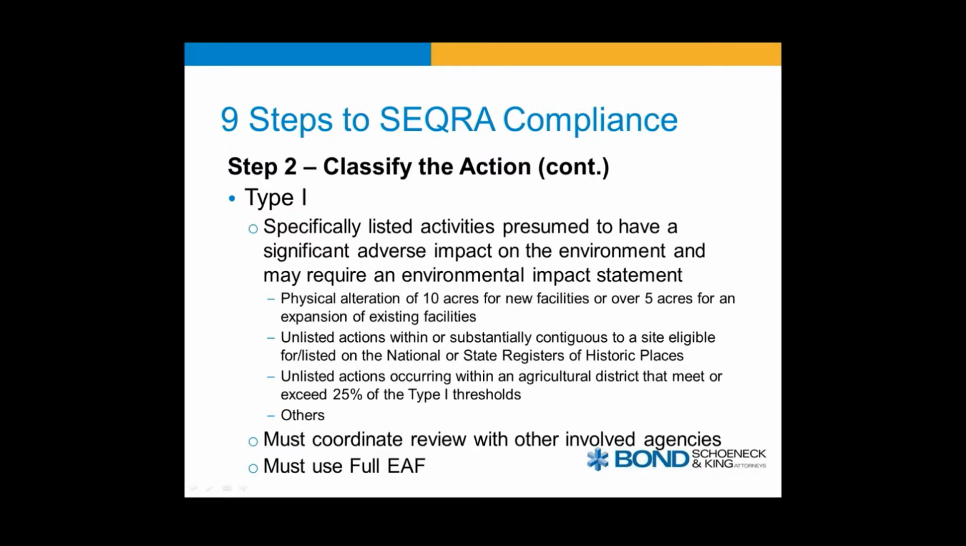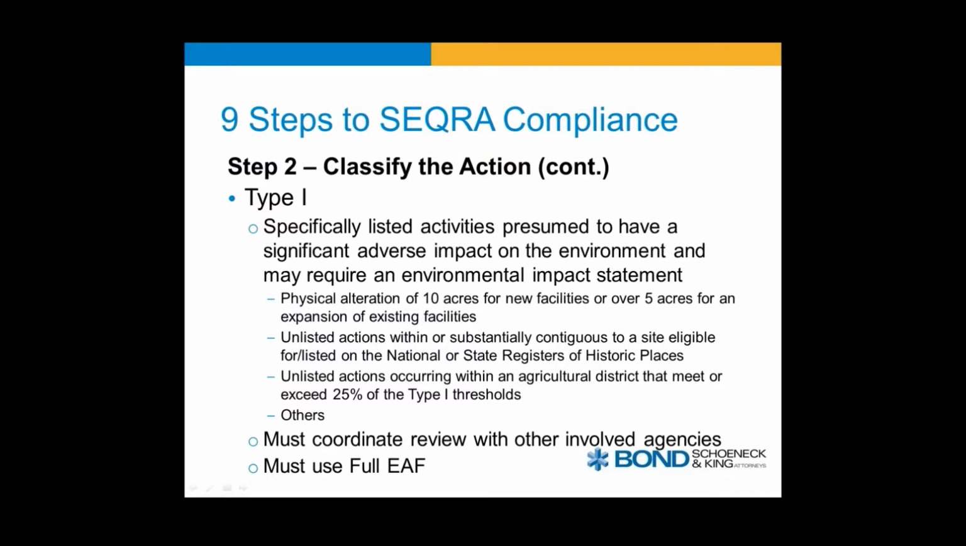And type 1 actions are established in the SEQRA regulations as actions that are more likely to have a significant adverse impact on the environment and thereby requiring the preparation of an environmental impact statement. Again, that's just a presumption. That's not to say that everything that's type 1 automatically requires an EIS. It's just a presumption. It can be overcome by documentation and evidence, and we'll talk about that. Type 1 actions are the big things.